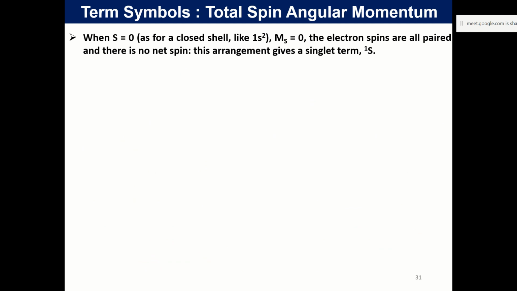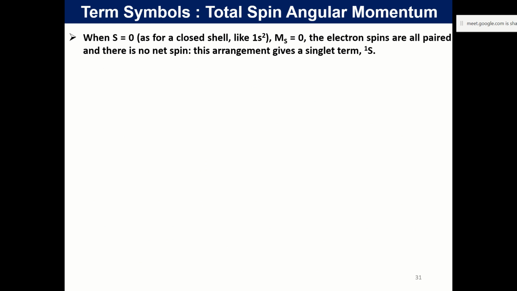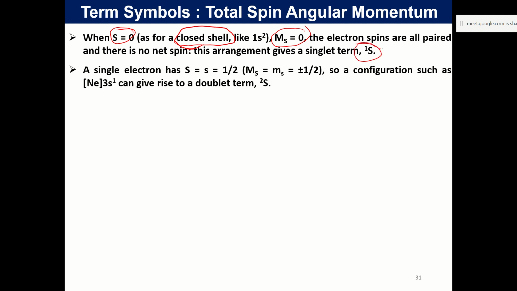So paired spin we have considered. We now understand that for any closed shell, the spins will be paired, and S is 0, Ms is also 0. So this kind of term, any closed shell, simple 1s, the term symbol 1S will come.